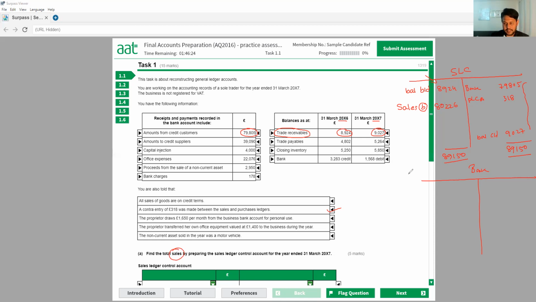Number B, they're asking for the bank. And from the bank, they're asking to find the cash purchase. Let's start with this one. Bank will be tricky with the opening balance, because the opening balance of the bank we have on the credit side. So you're going to write balance BD, that is 3283. The balance BD, and also the balance CD, will be on the credit side.